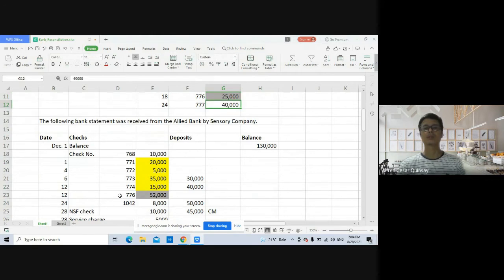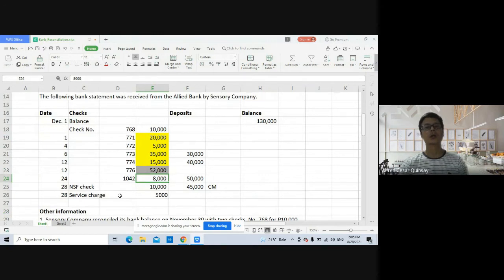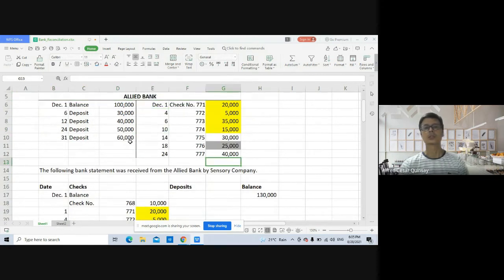So this might be a deposit or an outstanding check, because that 777 might have arrived the following month, which is January. It could be because it's Christmas, so maybe because of the holidays. But we can also see here another check, check number 1042, which was not considered by the company. So we see here a check worth 8,000.